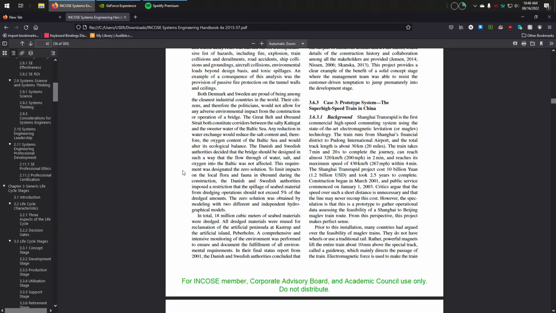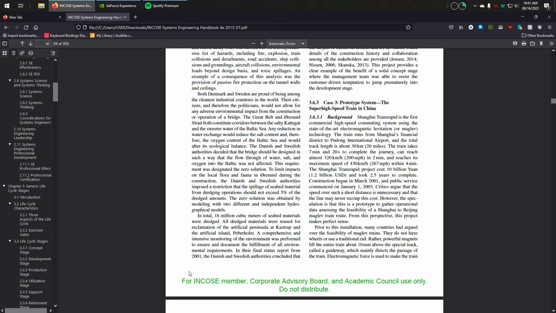To limit impacts on the local flora and fauna in Øresund during this construction, the Danish and Swedish authorities imposed a restriction that the spillage of seabed material from dredging operations should not exceed 5% of the dredged amounts. The zero solution was obtained by modeling with 2 different and independent hydrographical models. In total, 18 million cubic meters of seabed materials were dredged. All dredged materials were reused for reclamation of the artificial peninsula at Kastrup and the artificial island Peberholm. A comprehensive and intensive monitoring of the environment was performed to ensure and document the fulfillment of all environmental requirements.